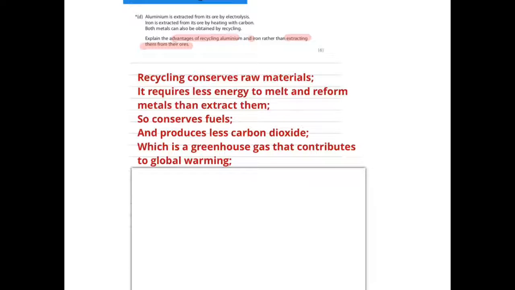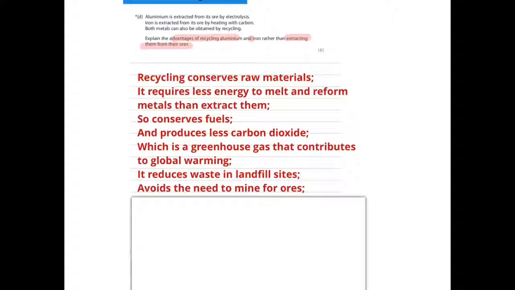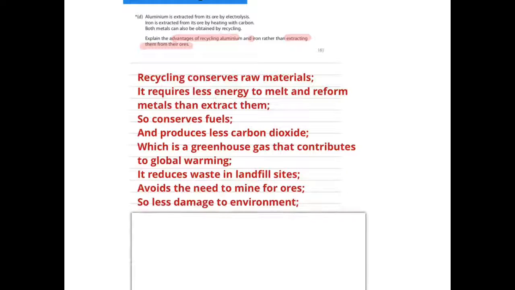so you're saving there. It also reduces waste in landfill sites. If you're reusing things, you're not throwing them away, and that helps. And it avoids the need to mine for ores, which links back to this extraction point. So you're not having to mine for ores again. So there's less damage to the environment. So these are all the advantages of recycling and the disadvantages, really, of extracting them from their ores.